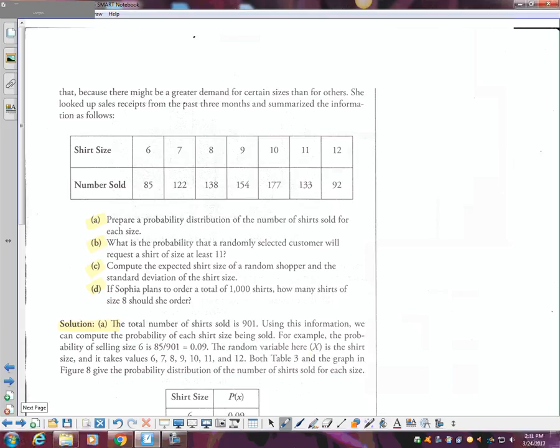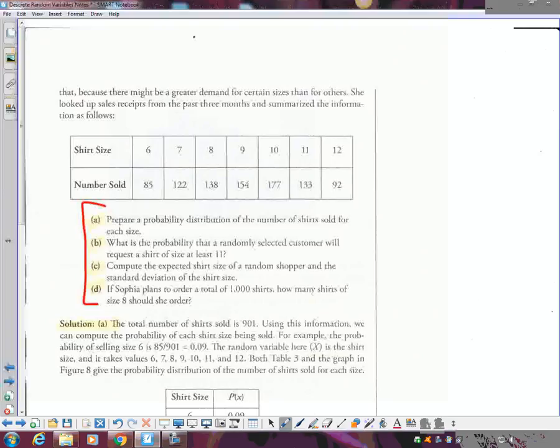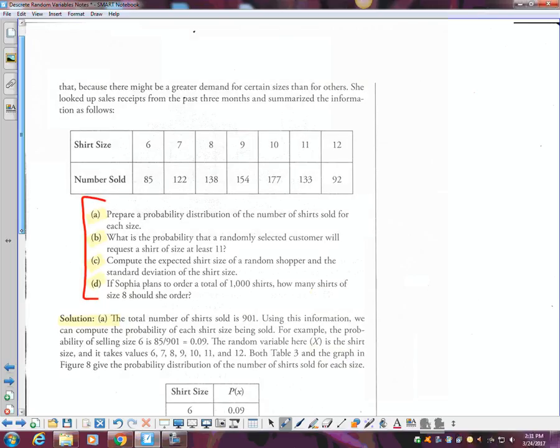So what she's got, this is a discrete probability distribution. She's got the shirt size, that's your variable. And then she has the number sold. Now that's not a probability, but we can very easily turn that into a probability. This is a great free response question. Here are your 4 parts. Prepare a probability distribution of the number of shirts sold for each size. Okay, let's just talk about that one.